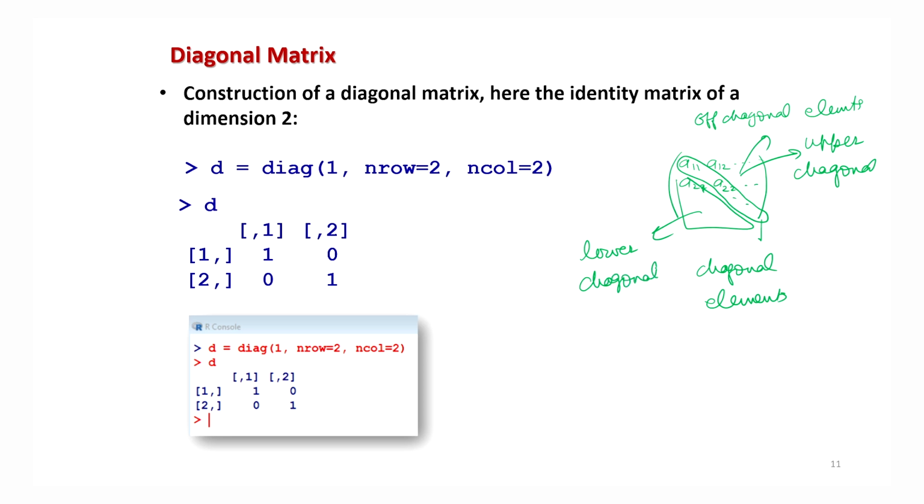Right. So if you want to create a diagonal matrix, suppose you want to create an identity matrix of order 2 by 2, then the command here is diag, and you say 1, which is the value of data, and you define the number of rows and number of columns as n row equal to 2 and n col equal to 2, and if you try to see, this outcome will come like this, right? And if you want to have any other value on the diagonal, then you can play with this value 1, and I will try to show you on the R console, right?